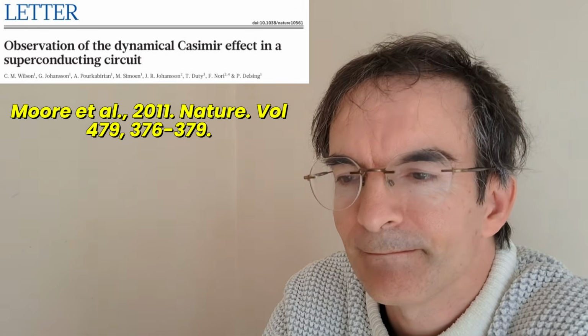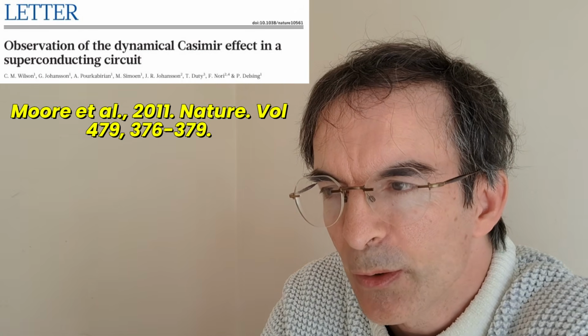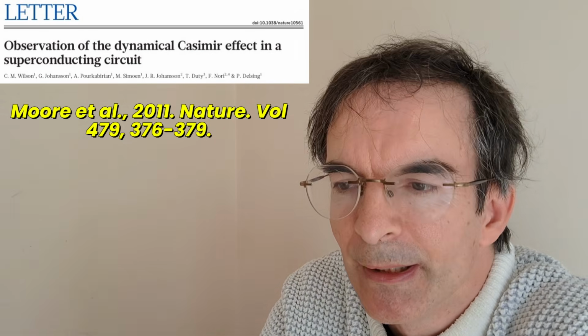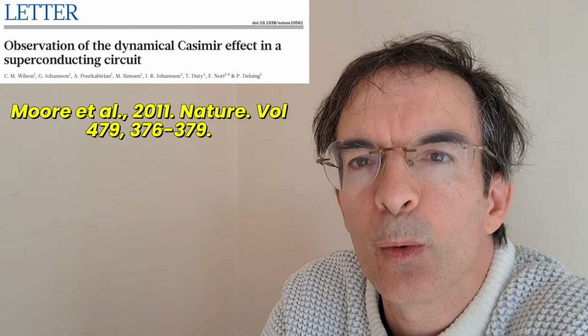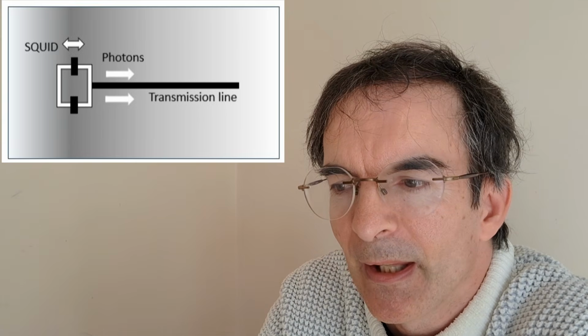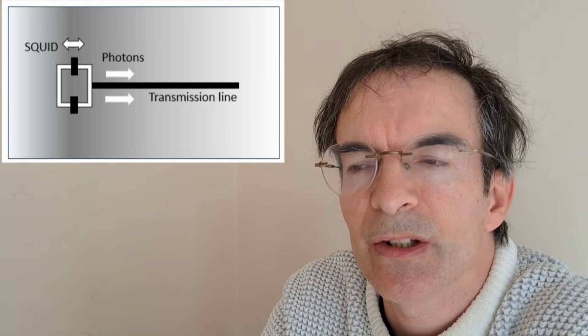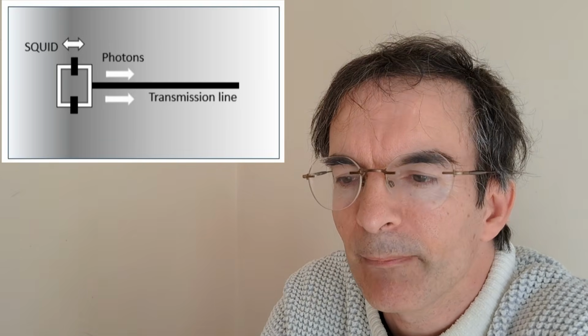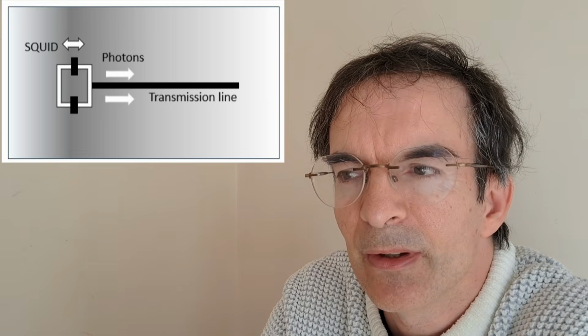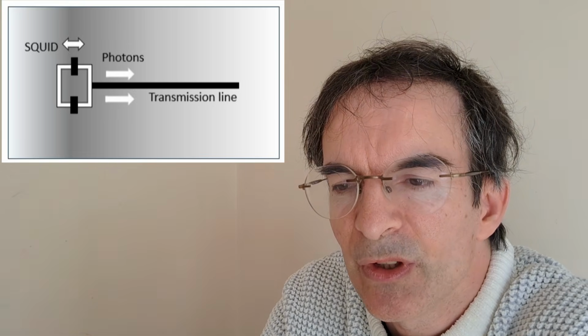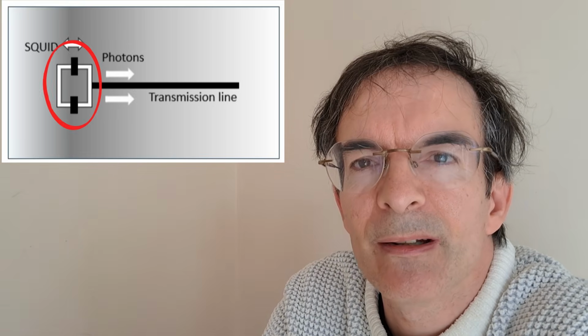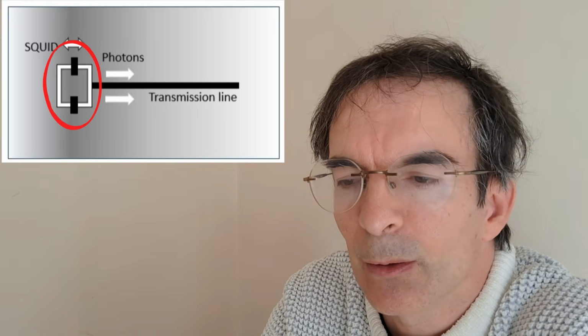And it was first seen in 2011 by a Swedish team led by Wilson, and they published it in this paper here. They used a very interesting device called a SQUID. This is a superconducting quantum interference device that looks a bit like this. You have a transmission line, the horizontal line, then there's a conducting loop with two Josephson junctions shown here by the black rectangles.